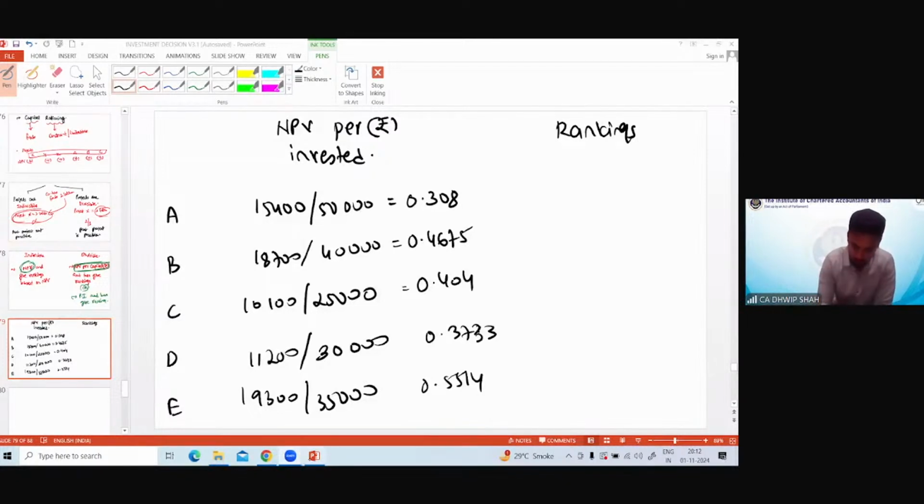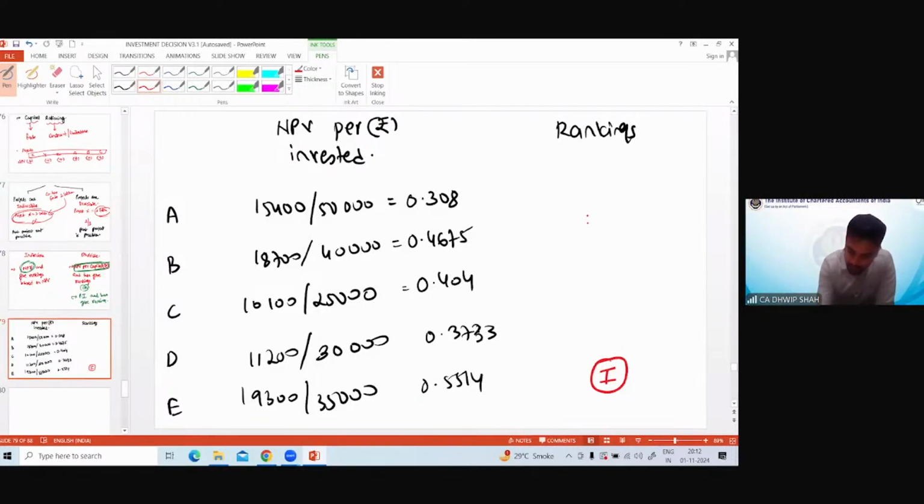Okay, you have solved. So now rankings. Can I say project E is generating more NPV on 1 rupee of investment? So we will give rankings. Higher the marks, higher the rankings. Simple. The project generating more NPV on 1 rupee of investment gets the higher rank. So we will give rank 1 to project E.